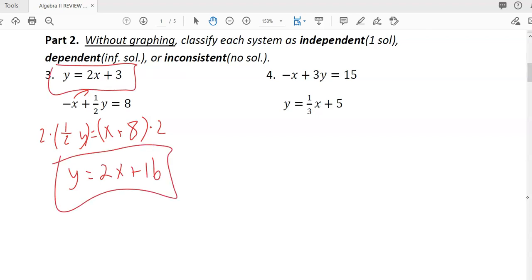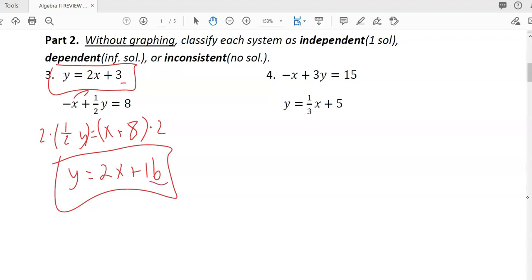And really all we have to look at is the slope and the y-intercept. So slopes are the same. So that could mean infinite solutions or no solution. There's either parallel lines or the same line. And clearly they're not the same line because the y-intercepts are different.